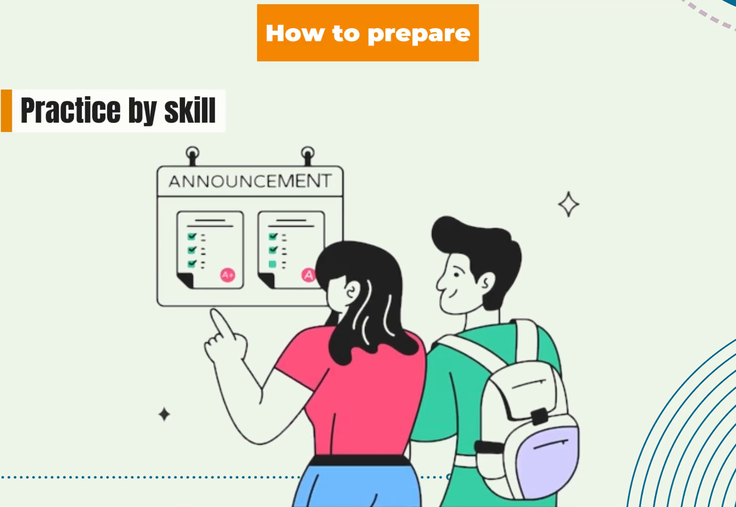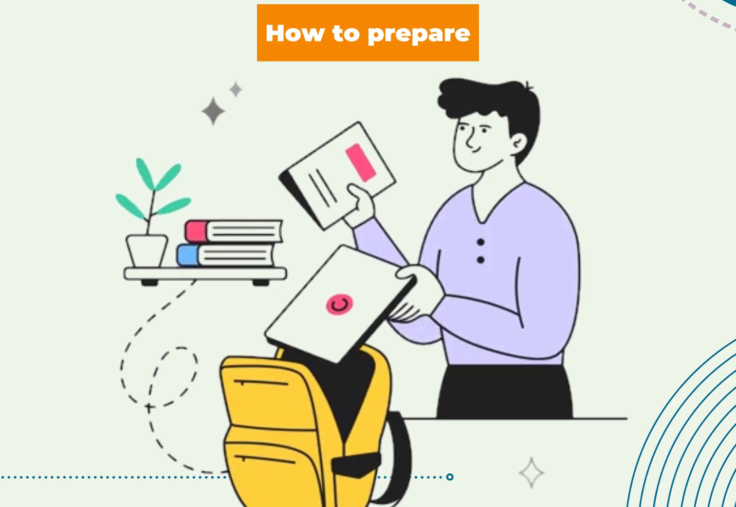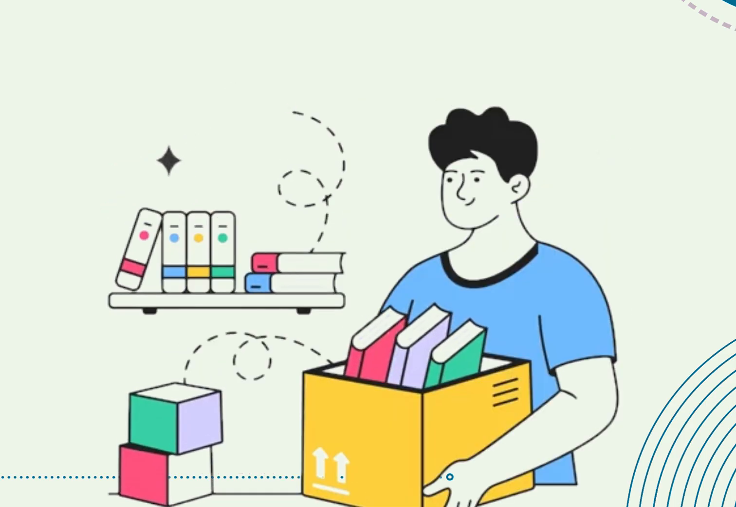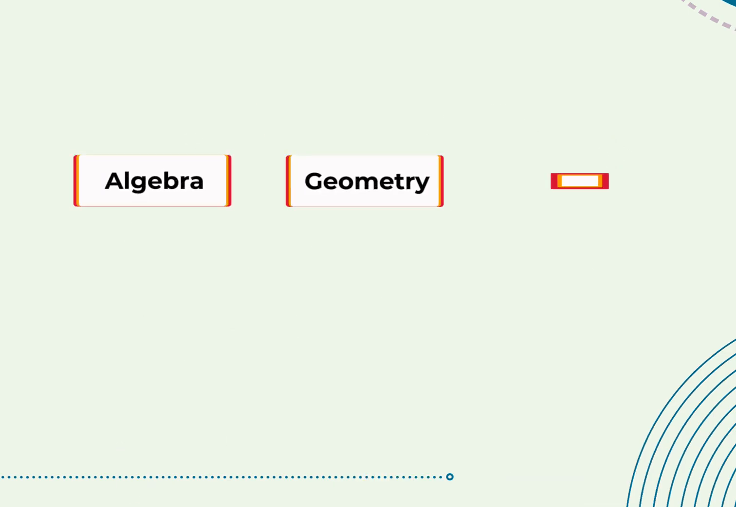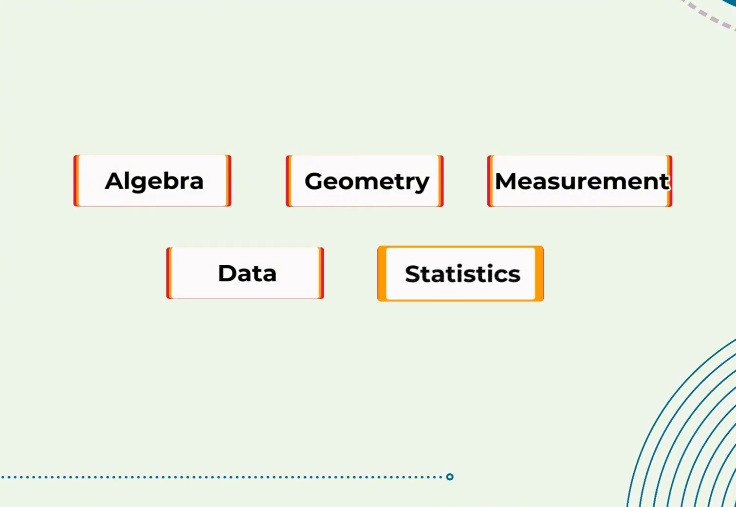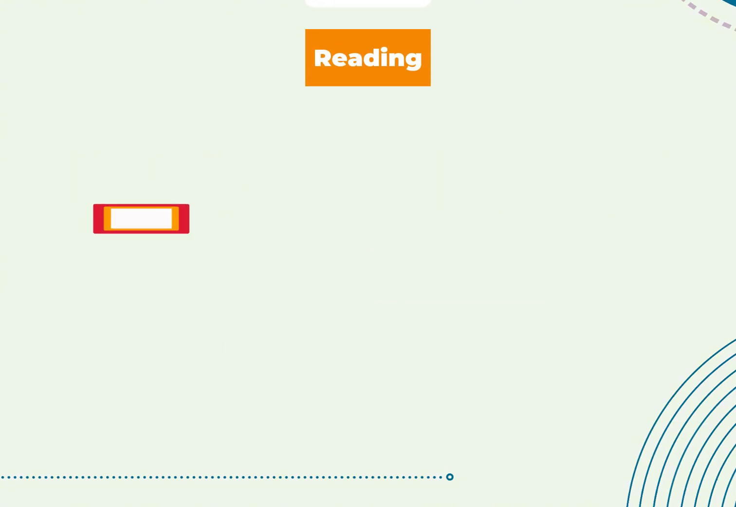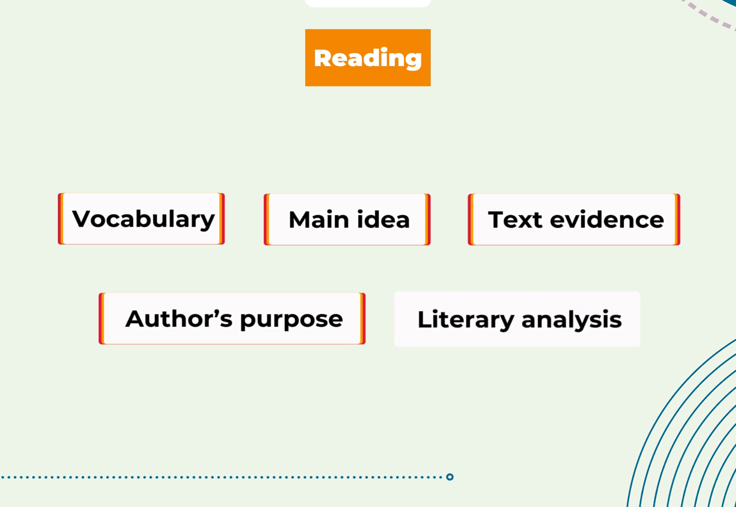To prepare effectively, do not only practice random questions. Practice the skills behind the questions. For math, focus on the topics that match your grade level. That may include operations, algebra, geometry, measurement, data, statistics, probability, or multi-step word problems. For reading, practice vocabulary and context, main idea, text evidence, author's purpose, literary analysis, and informational texts.